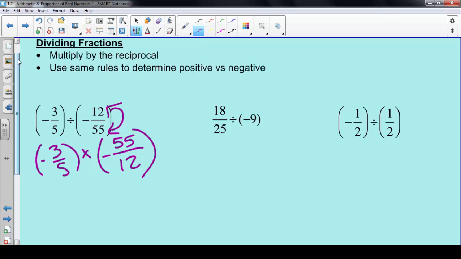It's still negative. And now we can divide out our common factors. So with 3 and 12, we can divide out a 3. So 3 divided by 3 is 1. 12 divided by 3 is 4.